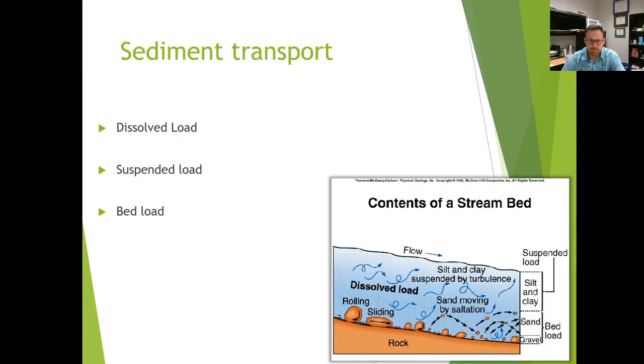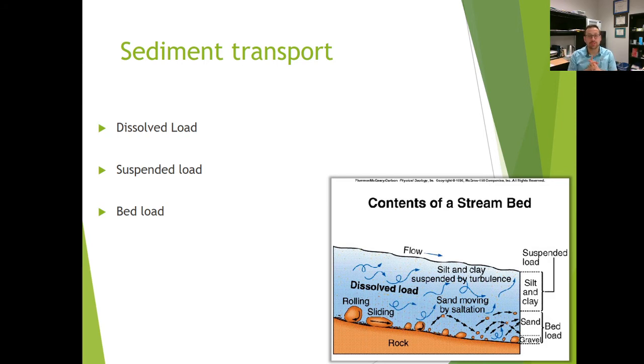Now, all right, so let's think about what happens with sediment transport, okay? Now, as you have water flowing down, it's also going to be taking up sediments, okay? And there are 3 types of sediments that you get.